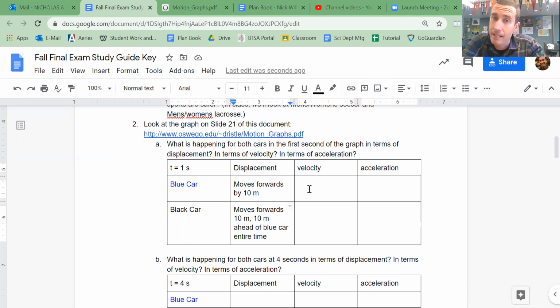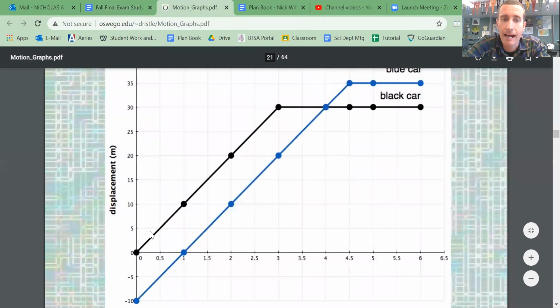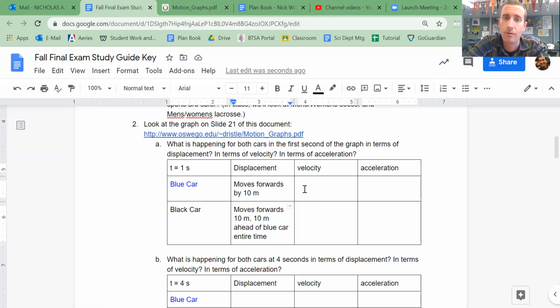Now, in terms of velocity during that time, checking on the graph, I noticed that the velocity is the slope of the displacement. So it moves 10 meters in 1 second. 10 meters per 1 second is 10 meters per second. So the velocity is positive, and it would be 10 meters per second. And the black car is the exact same, 10 meters per second, because it goes 10 meters divided by 1 second equals 10 meters per second.